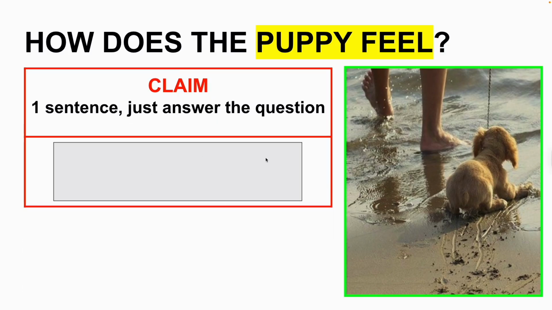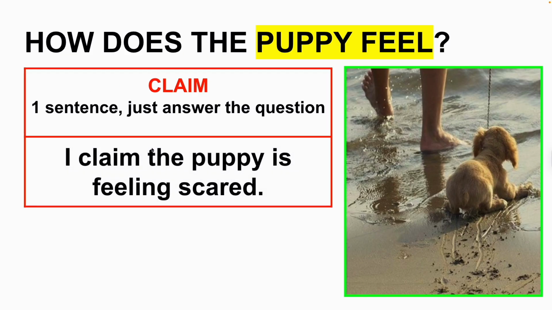So based on my observations, I can come up with a pretty clear claim of what I believe the puppy is feeling. And a claim, in 6th grade, is 1 sentence, that's it. And it just answers the question. We're not explaining anything, we are just simply answering the question by stating a claim with 1 sentence. Here's mine. I claim the puppy is feeling scared.